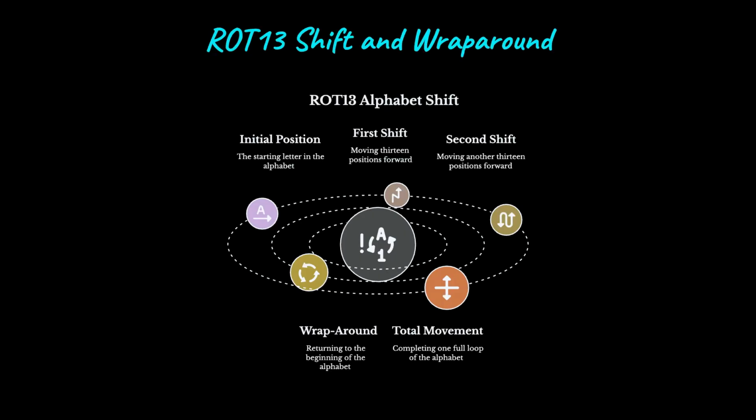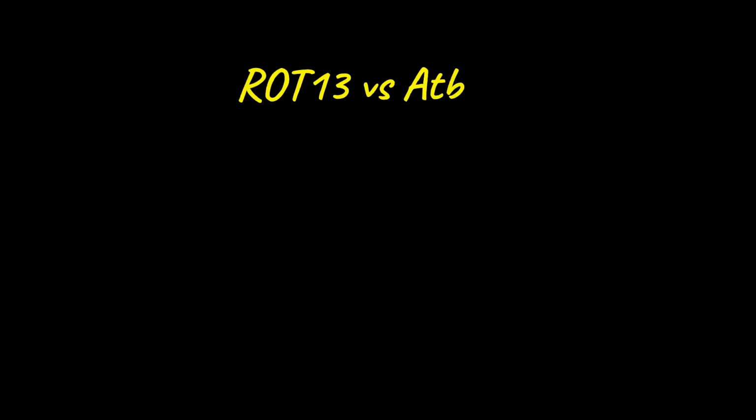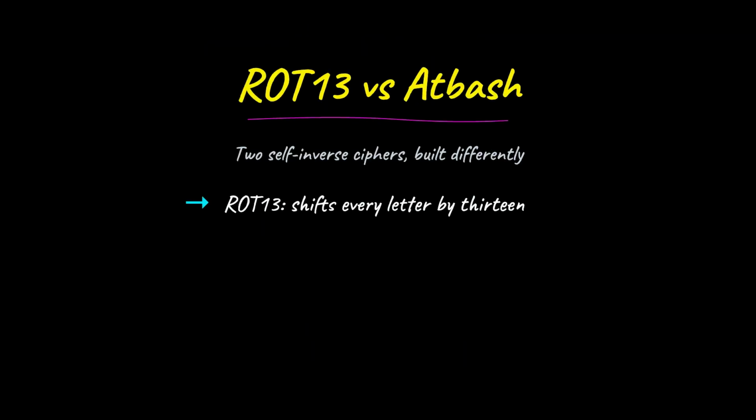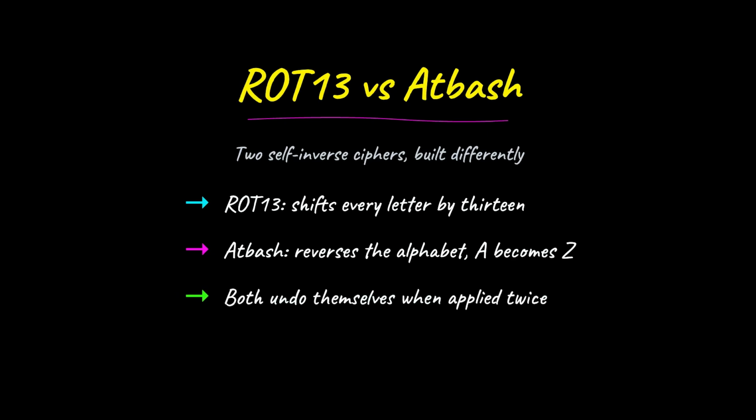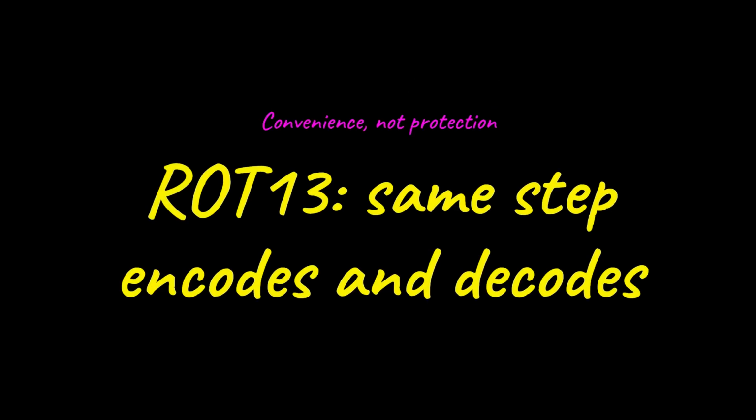Picture the alphabet arranged in a circle. Shifting 13 places lands you on a new letter, but shifting 13 more completes a full loop of 26 and returns you exactly where you began. Don't confuse ROT13 with Atbash, another self-inverse cipher that reaches reversibility differently by reversing the alphabet so A becomes Z. Both undo themselves with a second application, but one is a shift and the other is a mirror. The key idea to remember: ROT13 is self-inverse because 13 is half of 26, making it perfect for lightly hiding spoilers, not for real security.